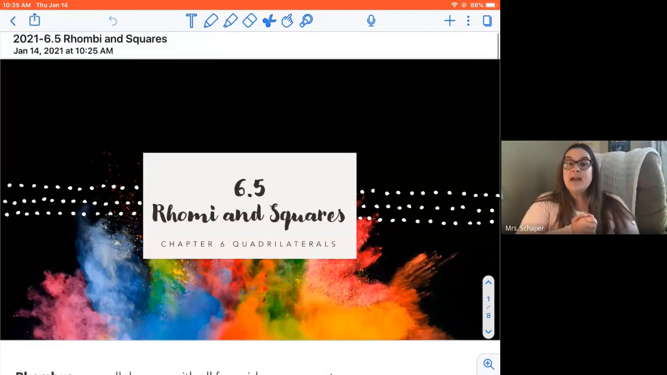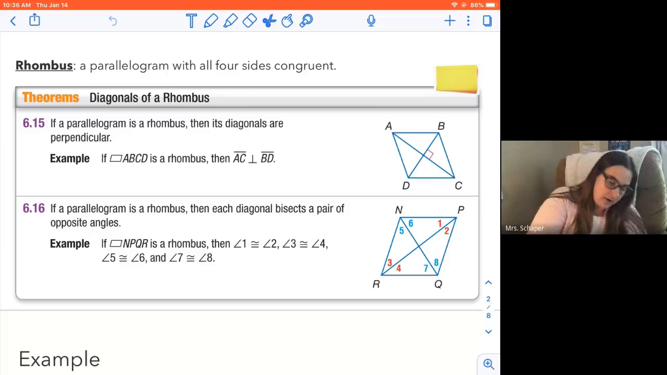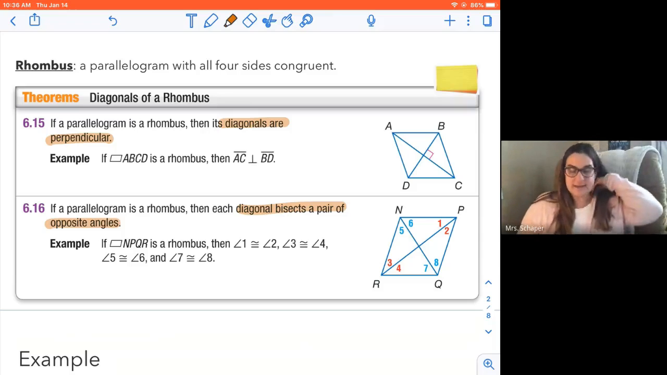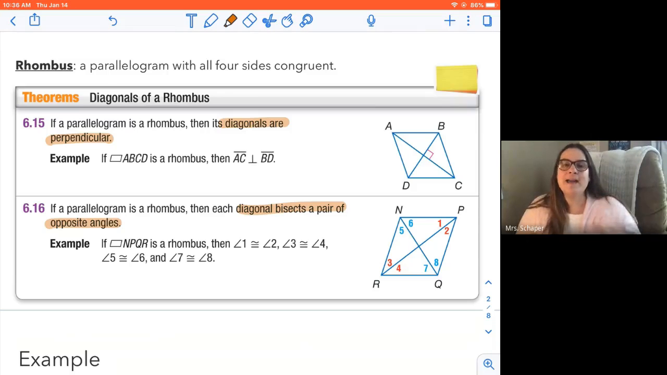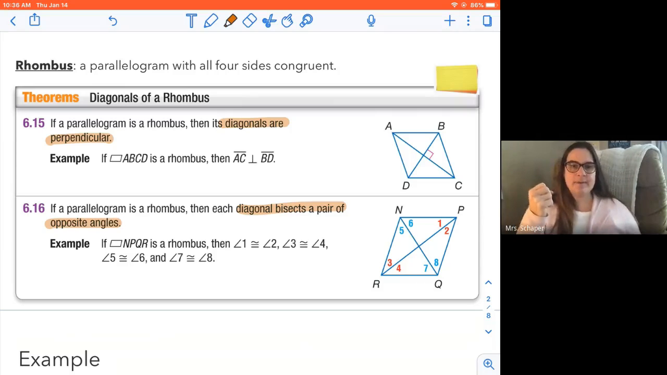First of all, let's talk about the diagonals of a rhombus. The diagonals of a rhombus are perpendicular. They also bisect each other, okay? In a rhombus, diagonals are perpendicular and they bisect the opposite pair of angles. Make sure you get those on your note cards.